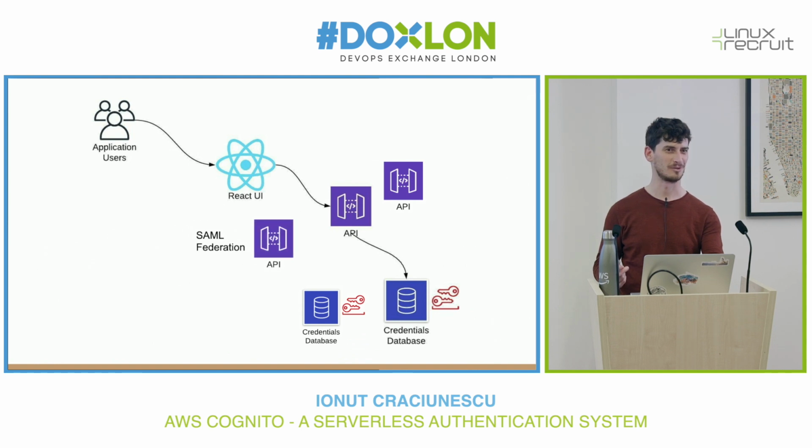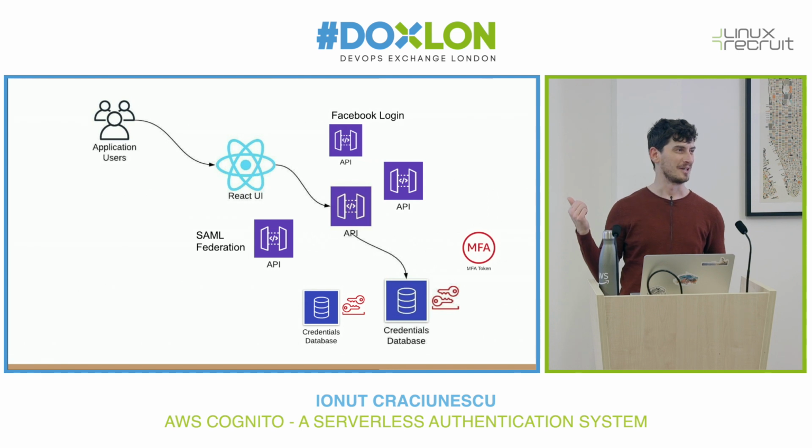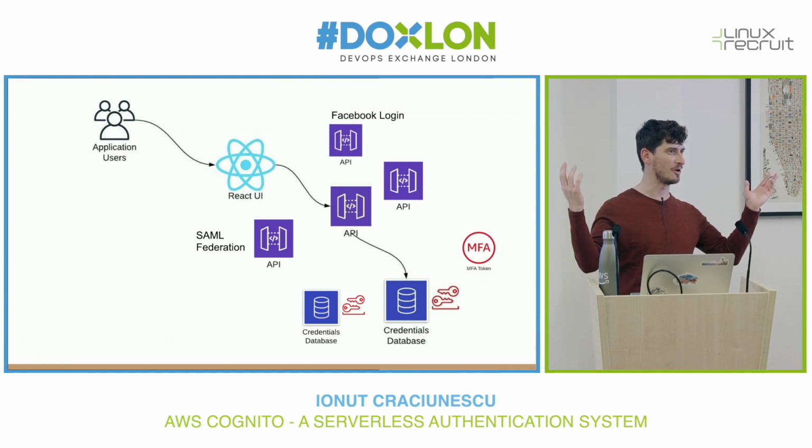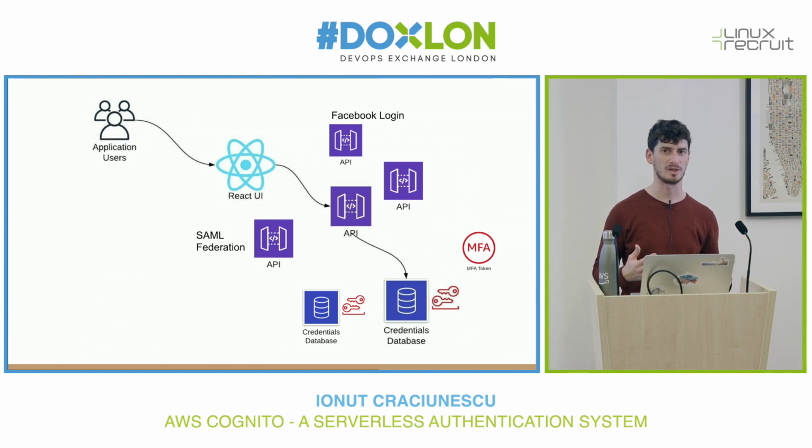SAML federation, maybe I need to write new code. I have more added weight into my custom authentication system. What about Facebook login or Twitter or Stack Exchange one day, Stack Overflow? What about MFA? I don't even know how to secure those MFA tokens. That's a whole host of things that I have to deal with, and I don't know how to do it. So that's why Cognito made sense for us.